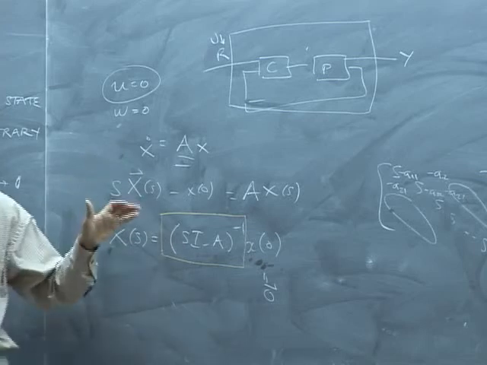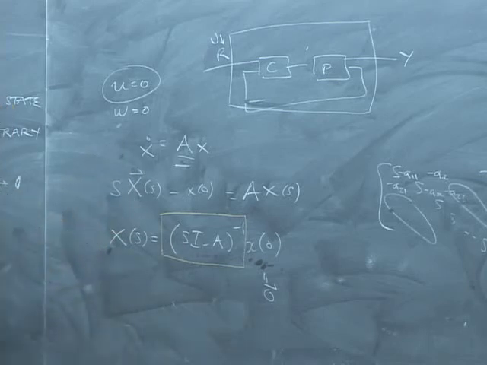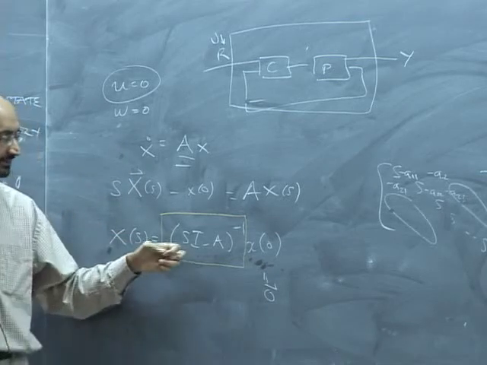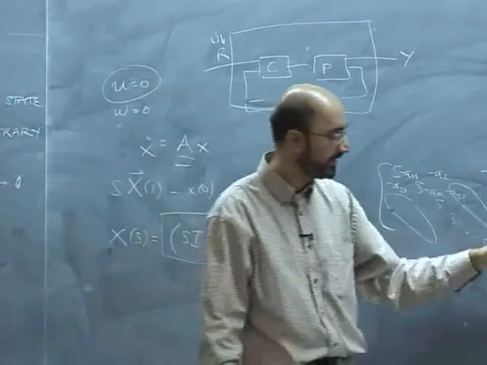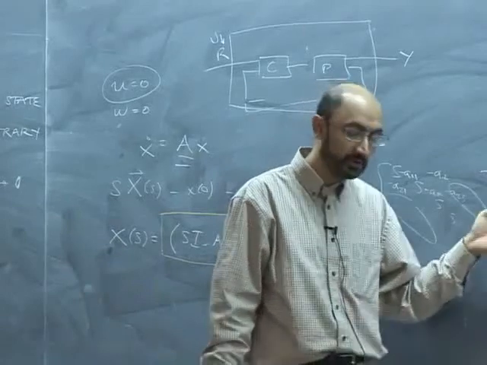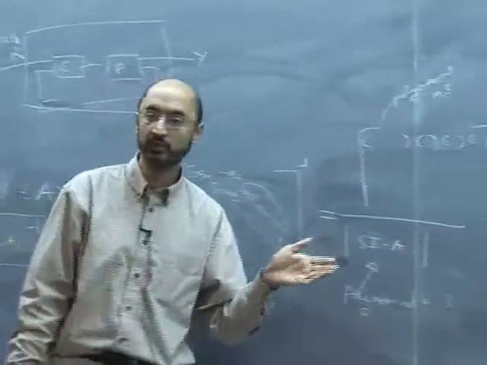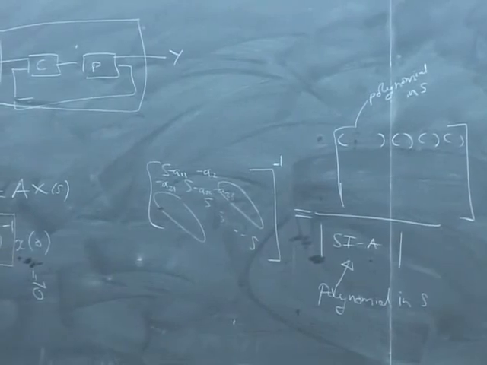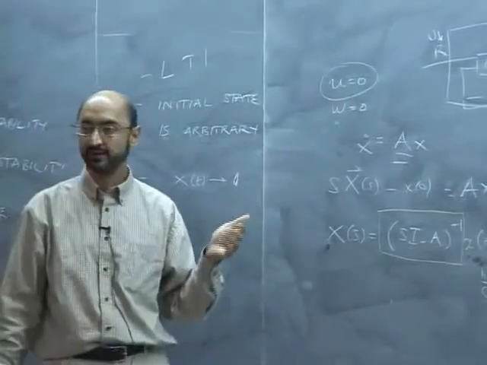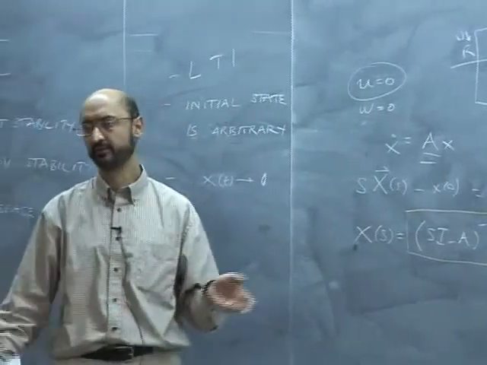If it's LTI stable, it will also be BIBO stable. So if this condition holds, the determinant of sI minus A has roots in the left half plane, or equivalently, the eigenvalues of A are in the left half plane of the complex plane, then it's going to be both LTI and BIBO stable. Which is kind of a nice thing.